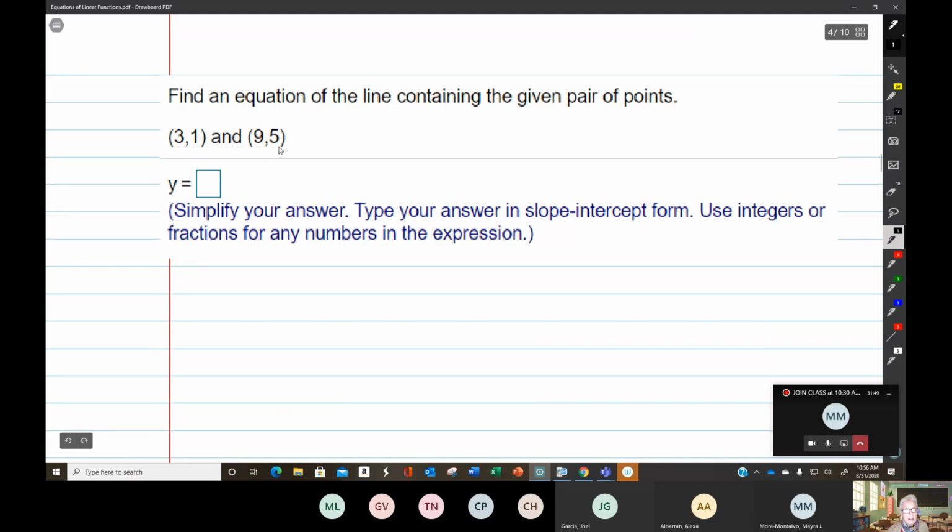3, 1 and 9, 5. And then the instructions for the answer say to simplify your answer. Type your answer in slope-intercept form. Use integers or fractions for any numbers in the expression. In other words, don't use decimals.